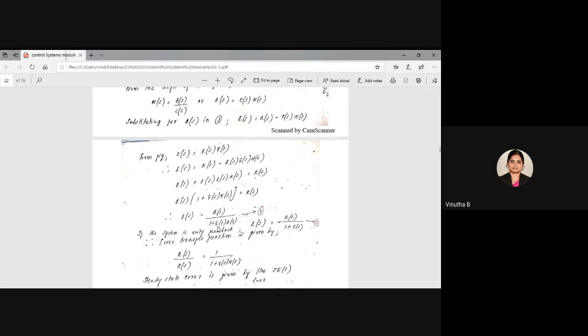So substituting for B of S in 3, you will get E of S as R of S minus C of S into H of S. From this figure, you can find out what is C of S. From the figure, C of S, you know it is E of S into G of S. So substituting for all these parameters, finally you have to find out the error signal E of S, which is given by R of S divided by 1 plus G of S into H of S. So if the system is unity feedback, then H of S will be 1, which gives E of S as R of S by 1 plus G of S. Therefore, error transfer function is given by E of S by R of S equal to 1 by 1 plus G of S into H of S.